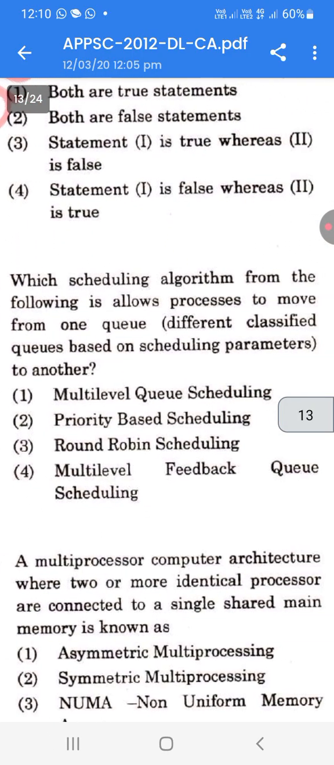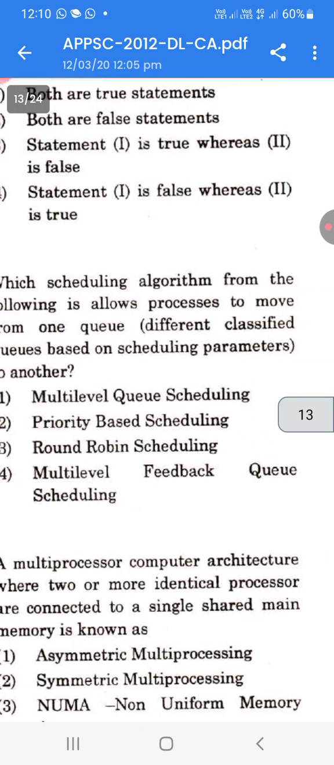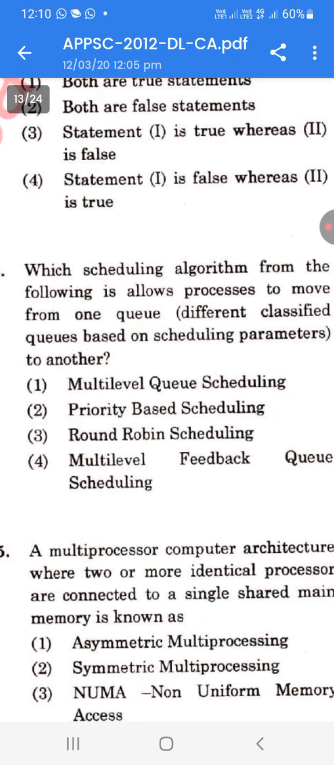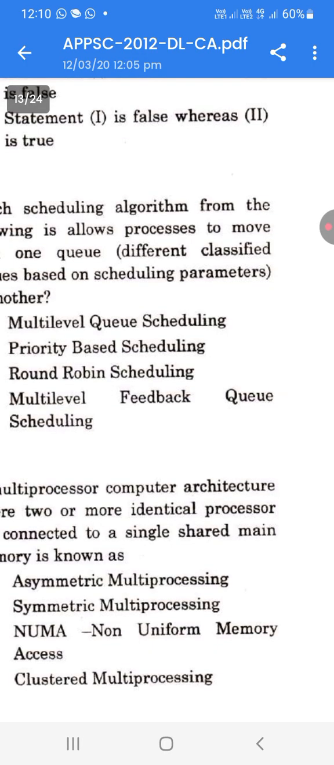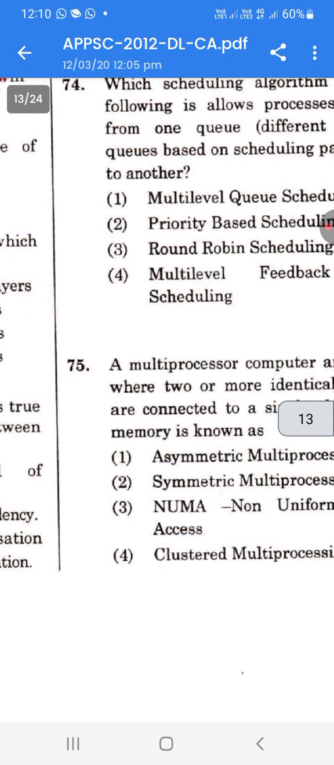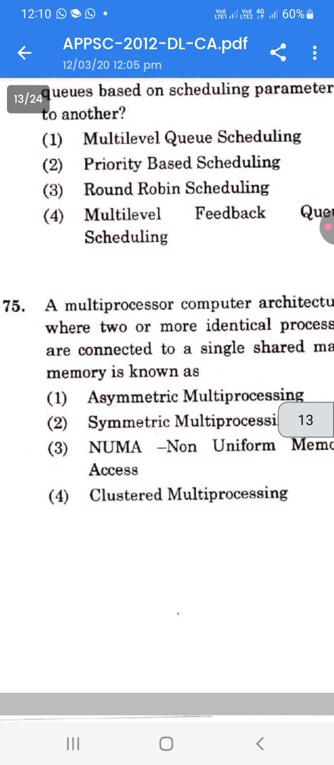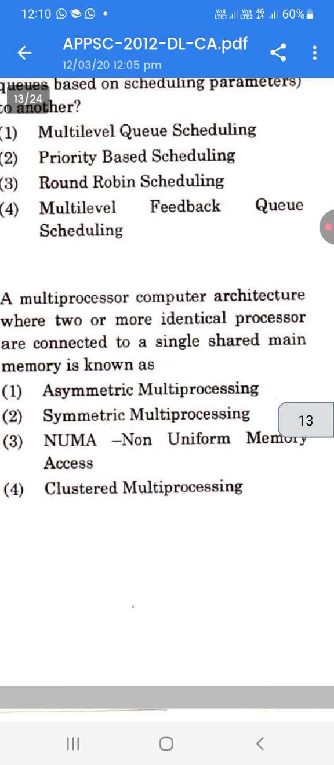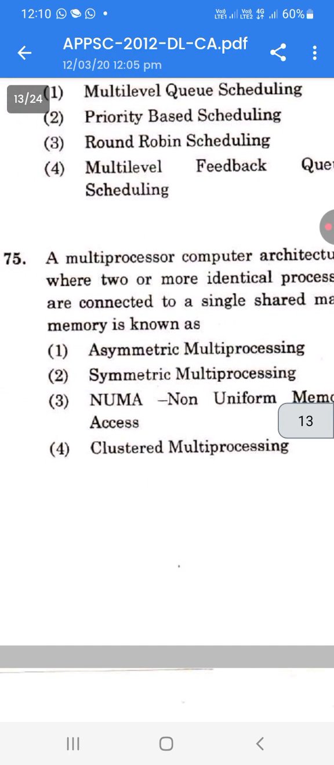74. Which scheduling algorithm from the following allows processes to move from one queue, different classified queues based on scheduling parameters, to another? 74. Multi-level feedback queue scheduling. 75. Multiprocessor computer architecture, where two or more identical processors are connected to a single shared main memory, is known as symmetric multiprocessing.